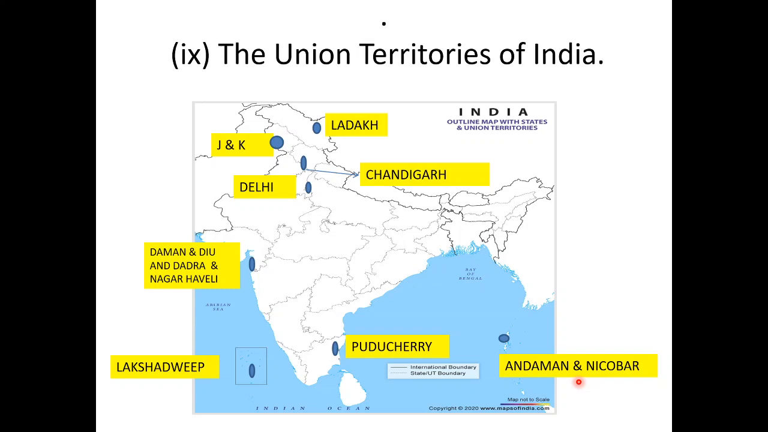So union territories, you know that there is a difference between states and union territories. States have their own government, the chief minister is the head, but all union territories come under the central government.